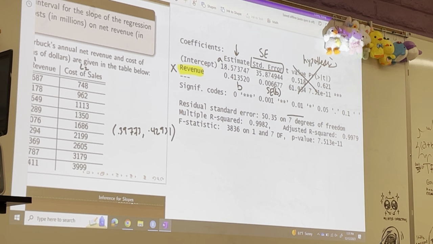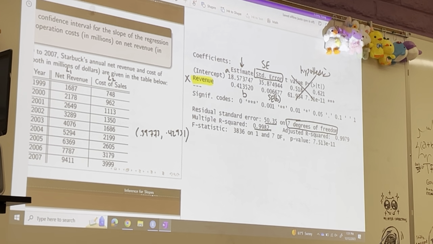Notice that it says degrees of freedom 7 right there. It also gives us the r-squared value as well as the standard error of the residuals, or the standard deviation of the residuals there as well. Okay, so computer output is very important for you guys to be able to read, all right?